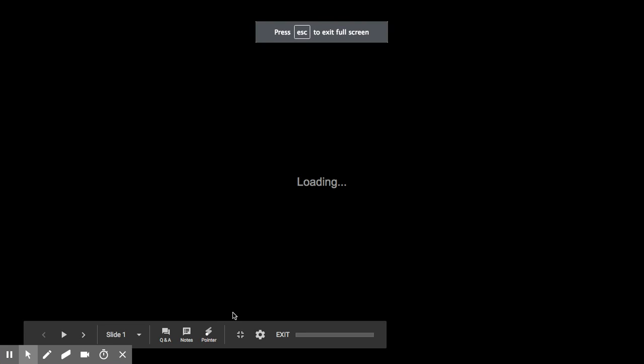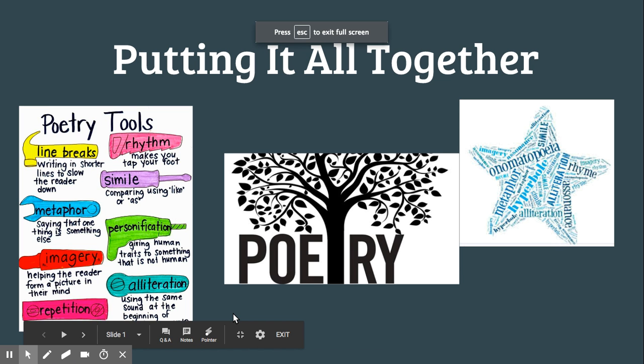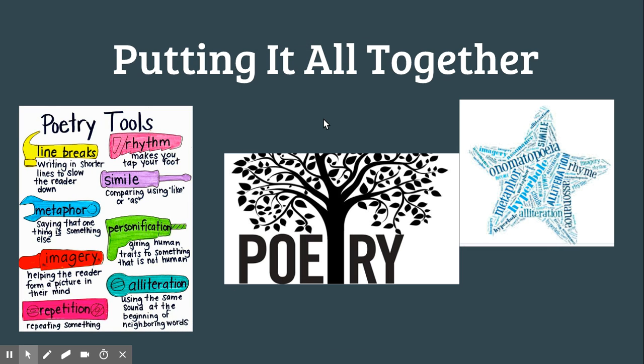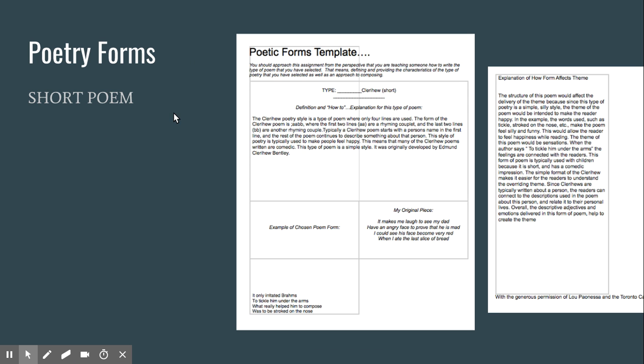So for this unit, we were asked to put all of our projects together and make a presentation on all the poems and styles of poetry that we studied. We studied many poetic devices and different forms of poetry in this unit. For the first activity that we did, we studied short poems and long poems.